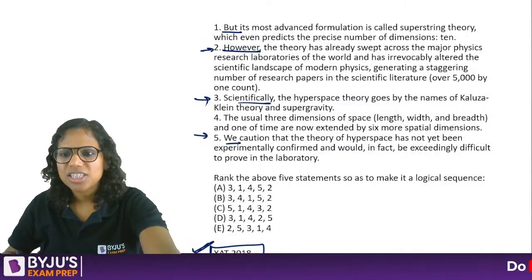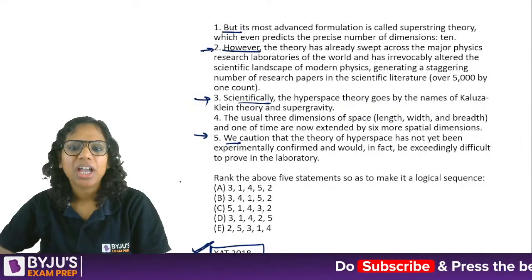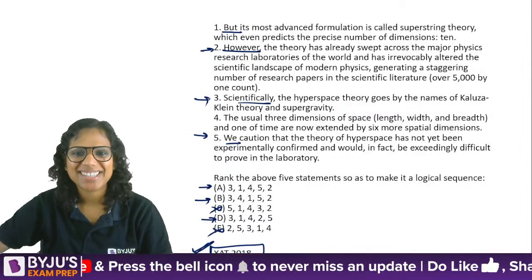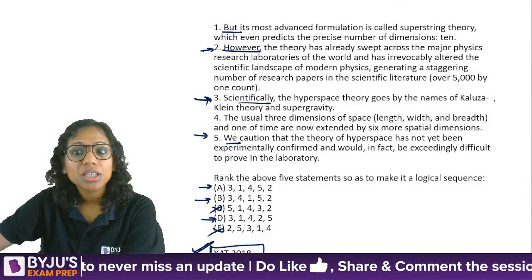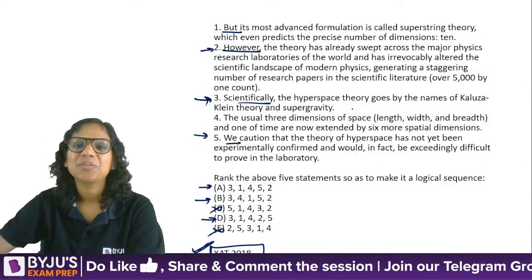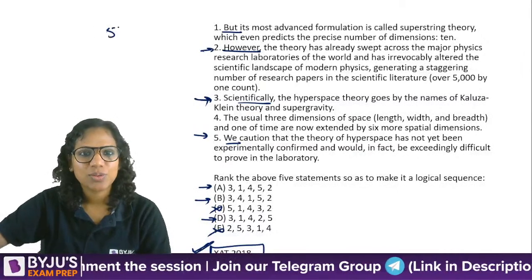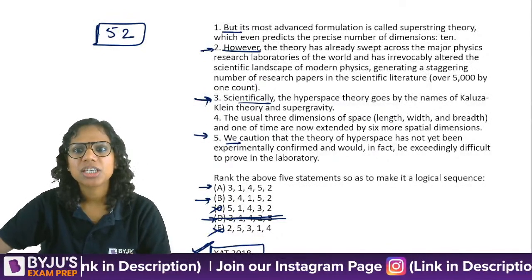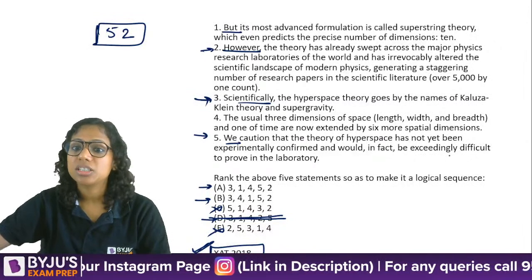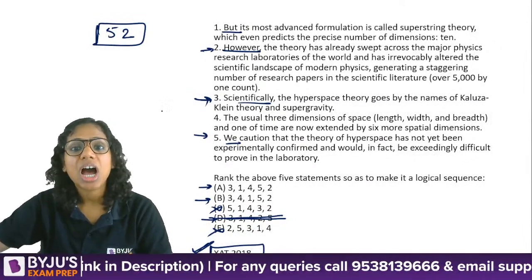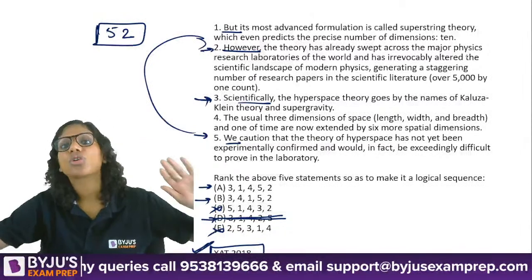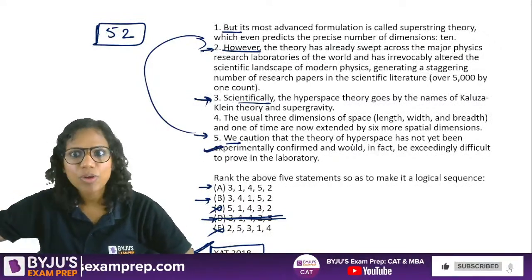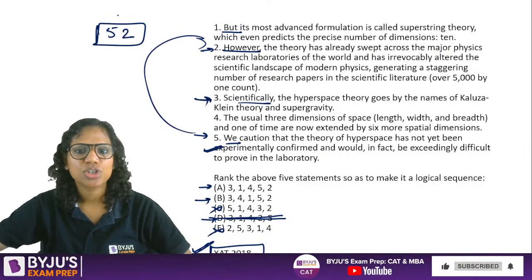I am taking these responses A, B, D, which I've got, and that means at least we agree that 3 is the opening sentence. Scientifically, the hyperspace theory goes by the names of Kaluza-Klein theory and supergravity. Here one pair that I identified very easily was 5, 2. So that's why D cannot be the answer. Why is 5, 2 a pair? Because it says that it has not yet been experimentally confirmed. It will be probably exceedingly difficult to prove. However, the theory has already swept across the major physics research labs of the world. So even though it has still not been experimentally confirmed, it has swept across the major physics research labs. So 5, 2 is a pair.